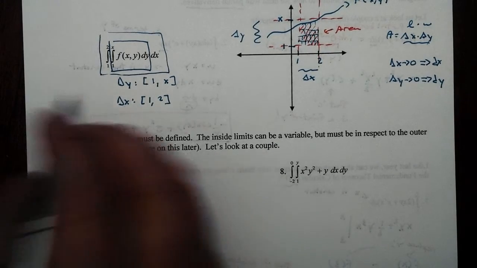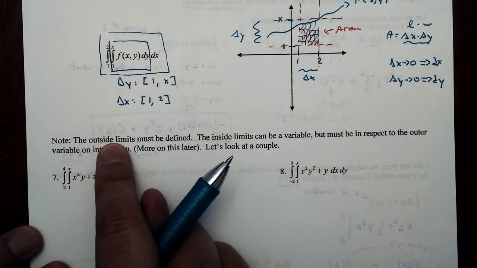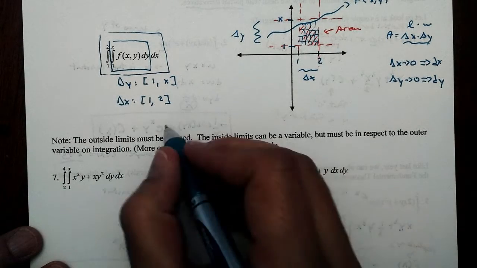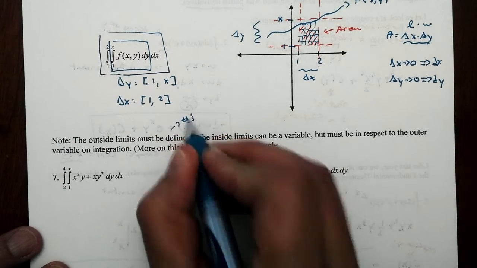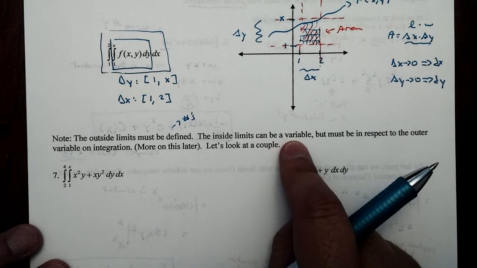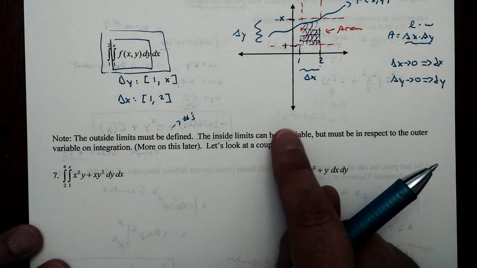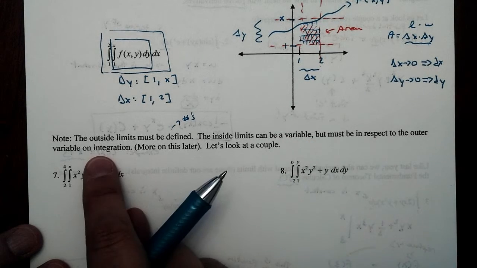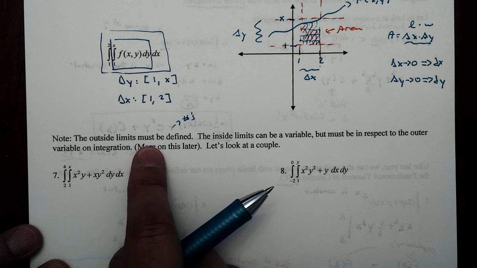Now, here's a big note. The outside limits must be defined. In other words, the outside limits have to be numbers. The inside limits can be a variable. We'll talk a lot about that. Sometimes it's a variable, sometimes it's not. We will talk about this, but it must be in terms of the other variable of integration. We'll talk more about this later on.